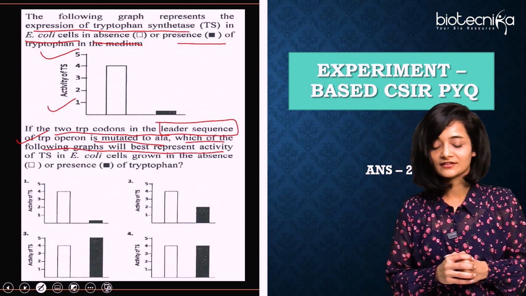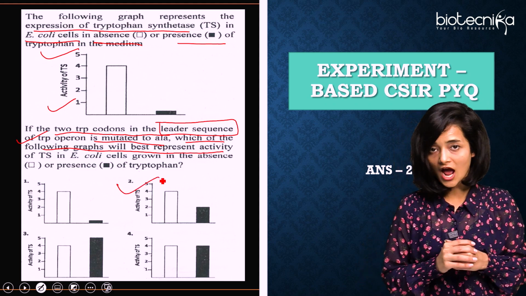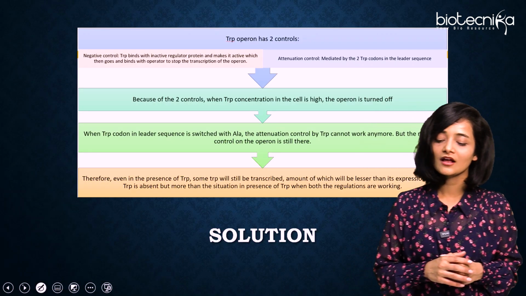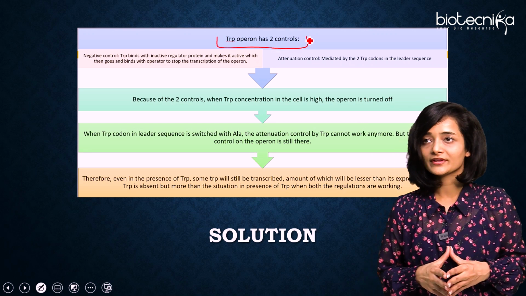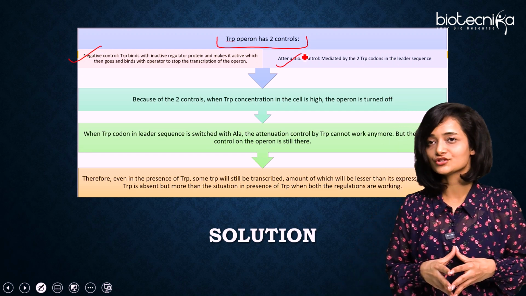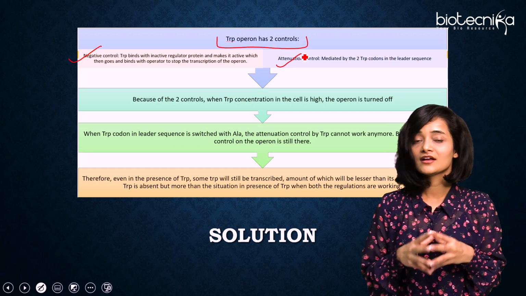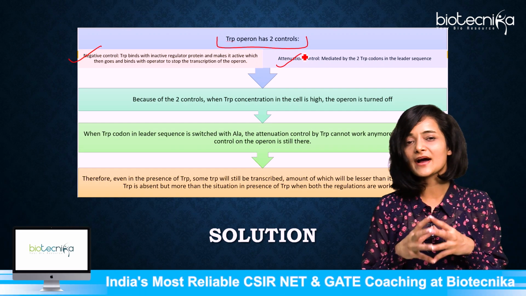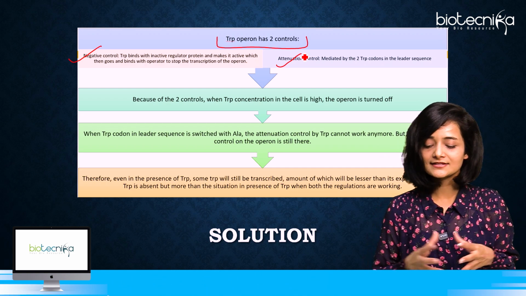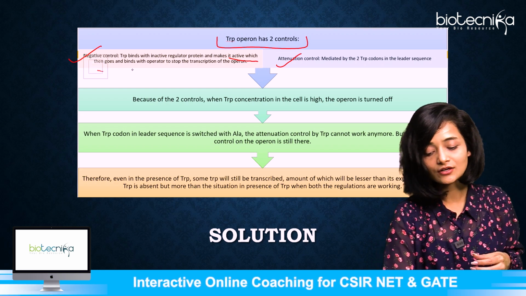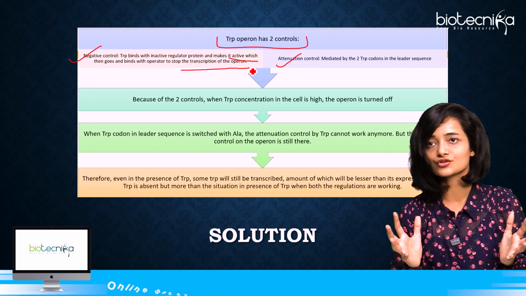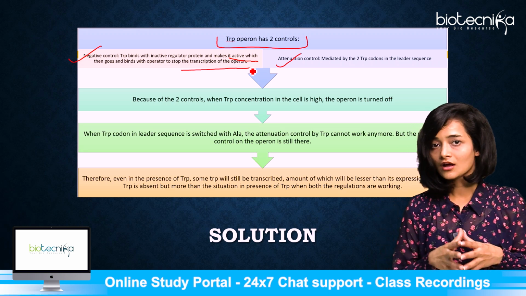Yes, for this, option 2 is correct. Now we'll see how option 2 is the right option through this explanation. So trp operon, as we know, has two controls. First is the negative control, second is the attenuation control. In negative control, tryptophan, the substrate, basically binds with the inactive repressor, the inactive regulator protein, and makes it active, which then goes and binds to the operator to stop the transcription of the operon. This is the first control mechanism that the tryptophan operon takes.